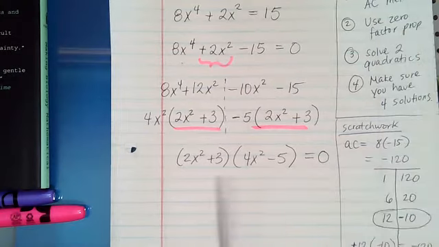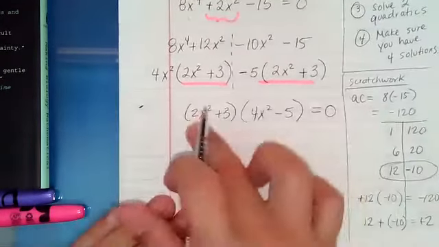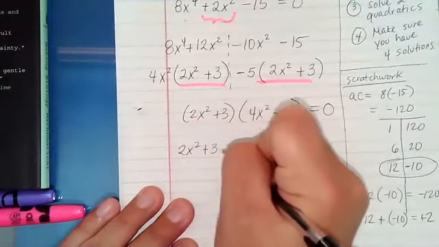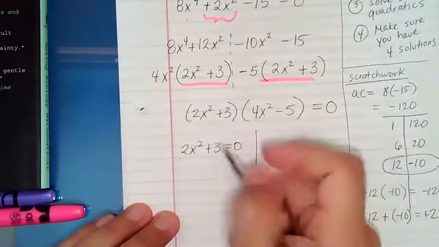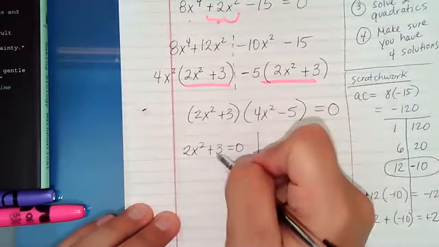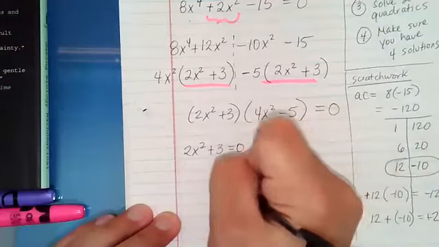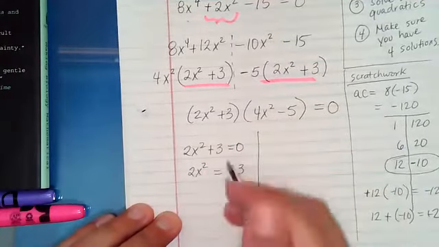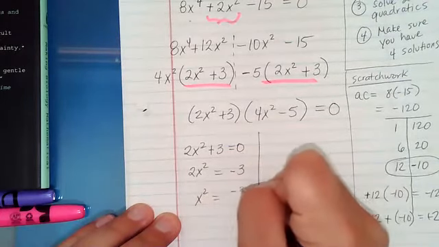It doesn't matter what order you solve these two factors in when you set them equal to 0. I'm just going to take the first one I have here, 2x squared plus 3, set that equal to 0. And then I'll use the square root property again. So maybe I'll subtract the 3 over to the other side to give a negative 3 there. And I'll have 2x squared here. I'll isolate the x squared by dividing the 2 over, so I have x squared is equal to negative 3 over 2.